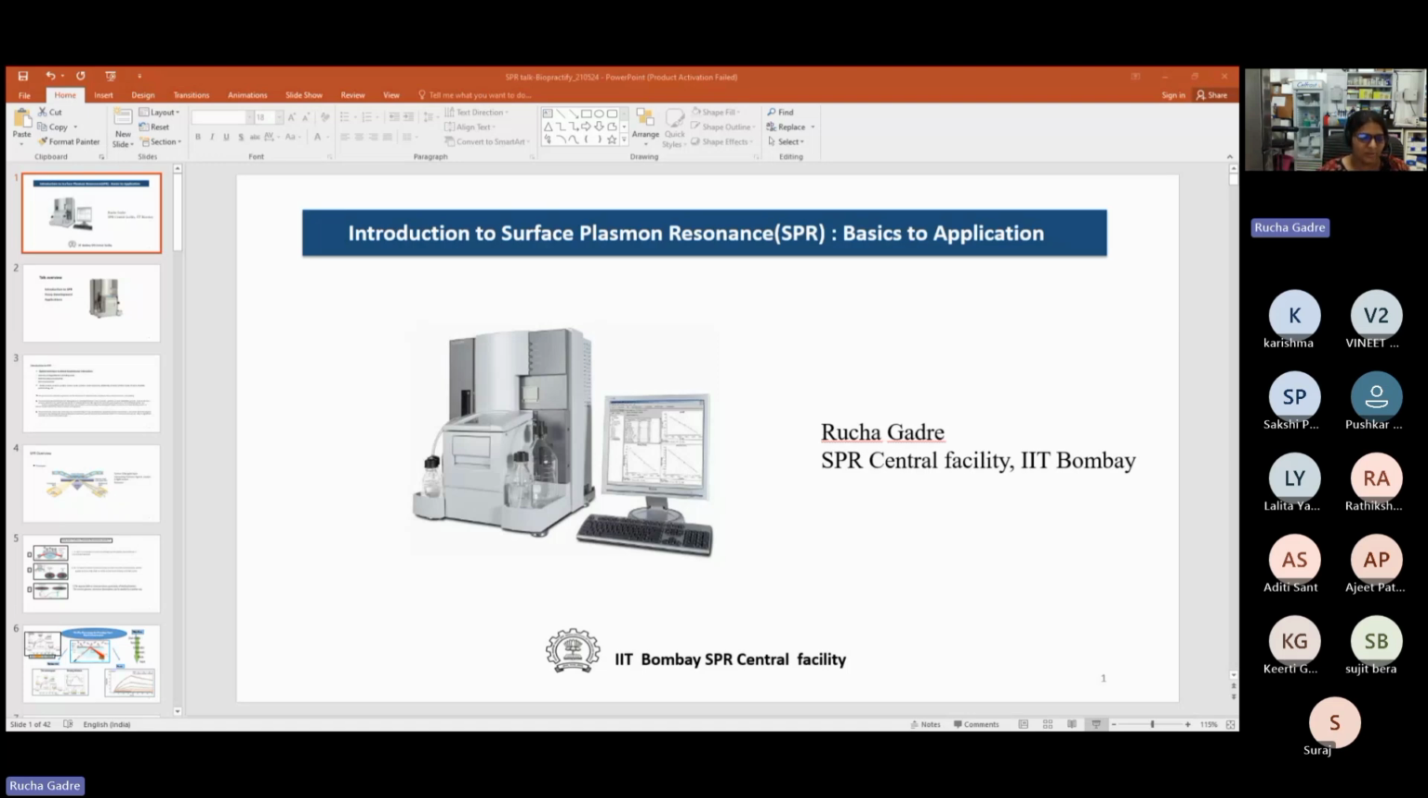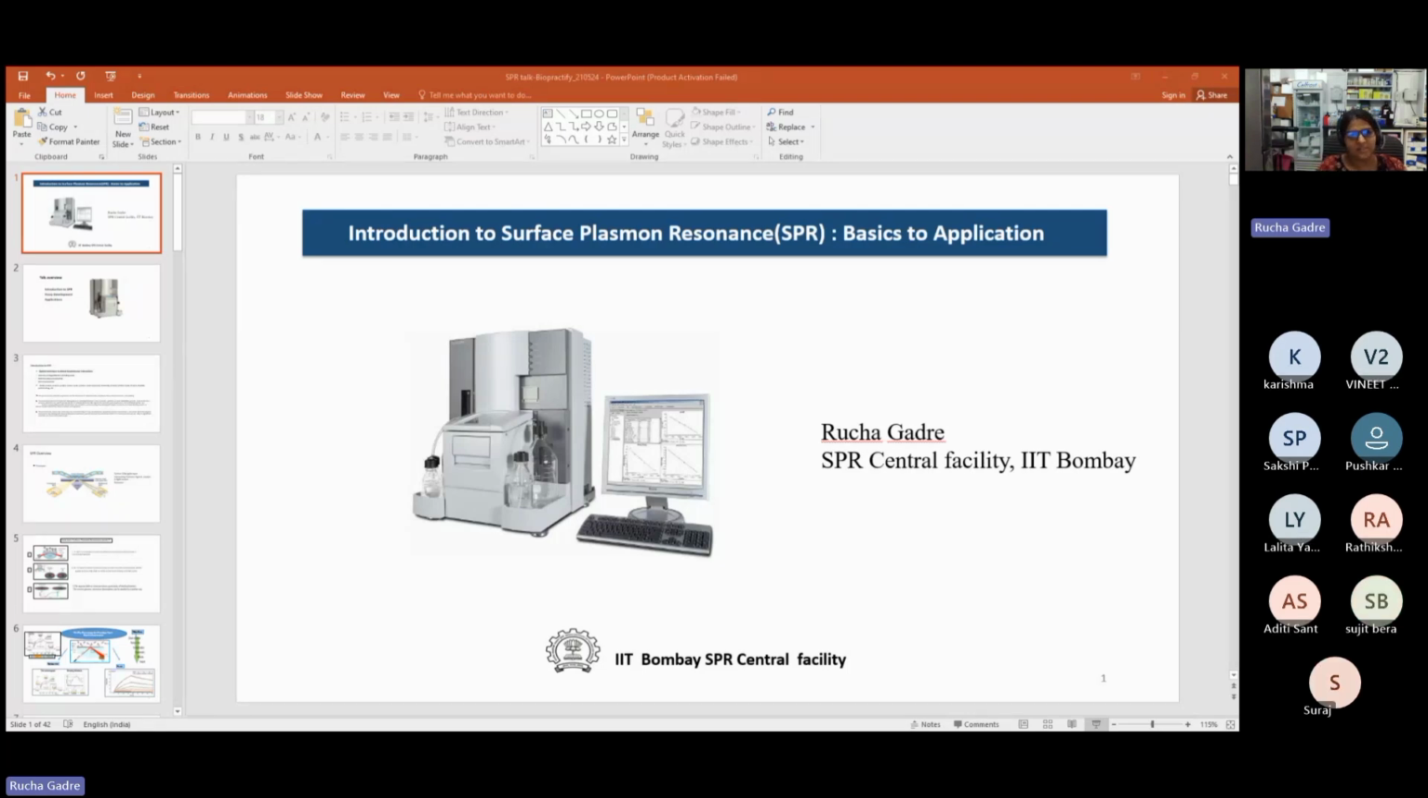It is a phenomenon that occurs where electrons in a thin metal sheet become excited by light that is directed at the sheet at a particular angle of incidence, and then travel parallel to the sheet. This phenomenon is used to design an optical technique which is used to study biomolecular interactions.